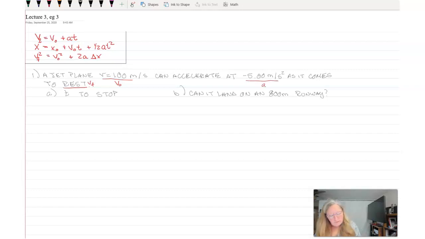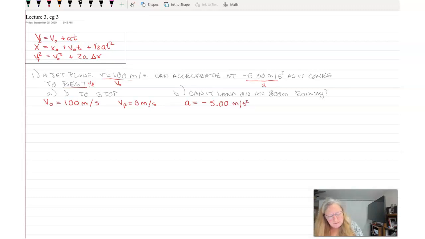Cool. So I have V naught equals 100 meters per second. V final equals 0 meters per second. And acceleration is going to be negative 5.00 meters per second squared.